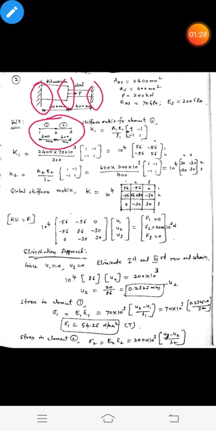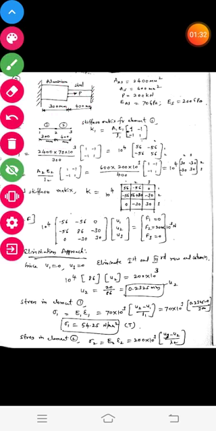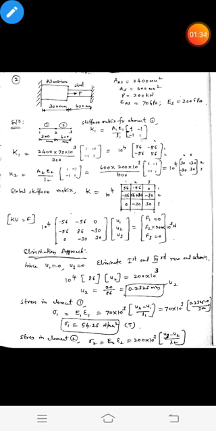Now generate the stiffness matrices for these two elements. Stiffness matrix for element 1, that is K1, the formula is AE by L, that is A1 E1 by L1, times 1 minus 1 minus 1 1. The order of the matrix will be 2 cross 2 for each element having two nodes. Now A is the area of the element, E is the Young's modulus of the material of the element, L1 is the length of the element.